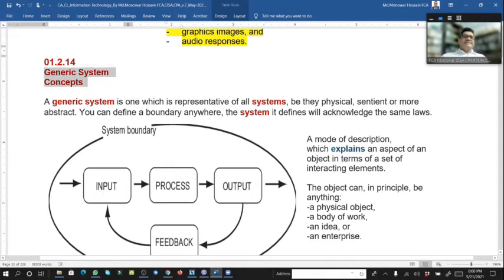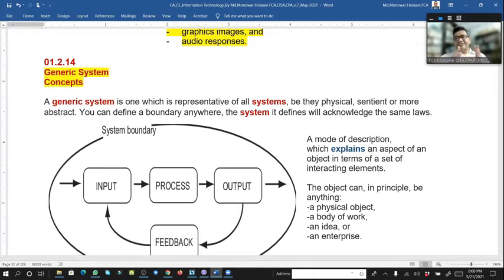The generic system concept. Generic means general, all general for all. A generic system is one which is representative of all systems, be they physical, central, or more abstract. You can define a boundary anywhere. The system is defined will acknowledge the same law.